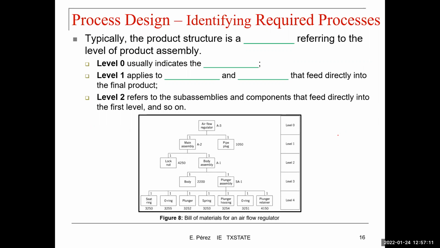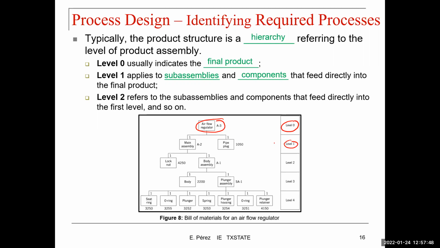Typically, the product structure is a hierarchy, as I mentioned already, referring to the level of product assembly. Level 0 usually indicates the final product. Level 1 applies to sub-assemblies and components that feed directly into the final product. And level 2 refers to the sub-assemblies and components that feed directly into the first level, and so on. So this is what Figure 8 is illustrating: level 0 is the final product.